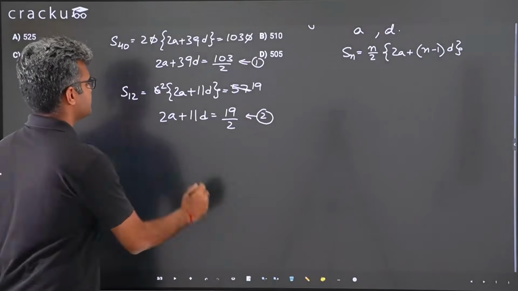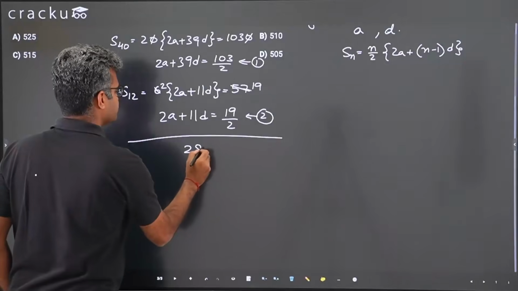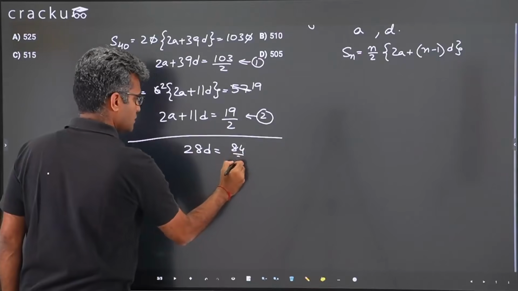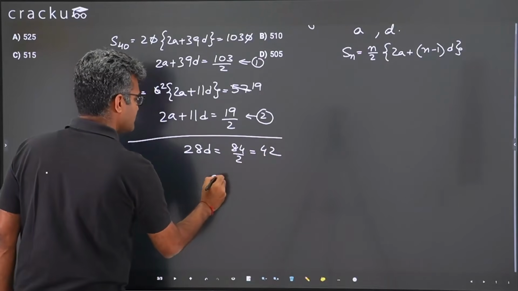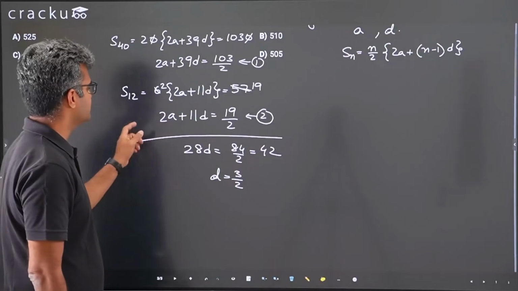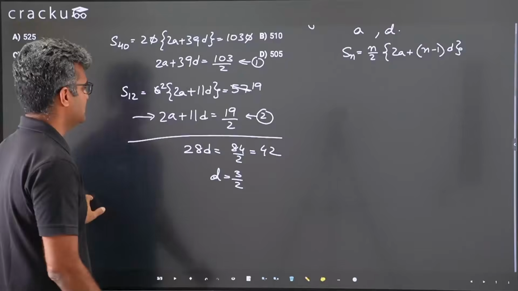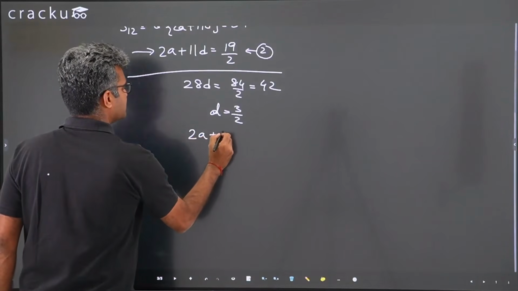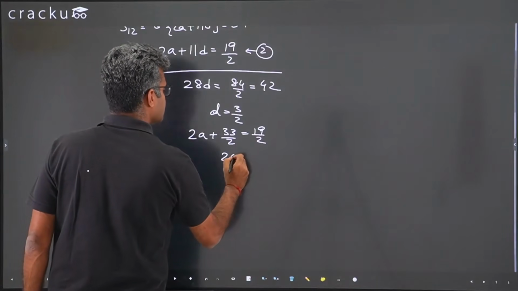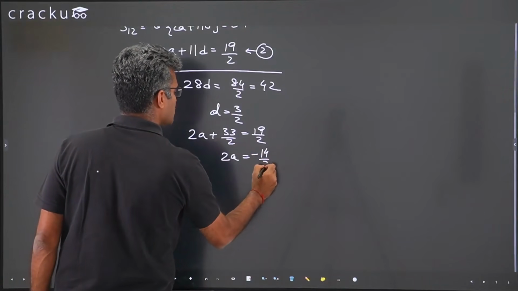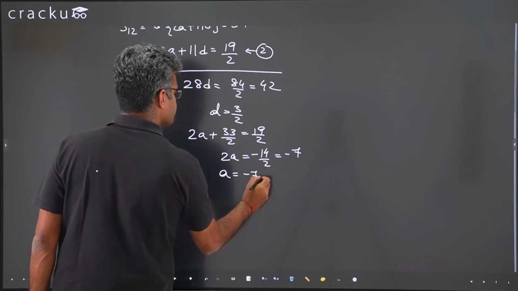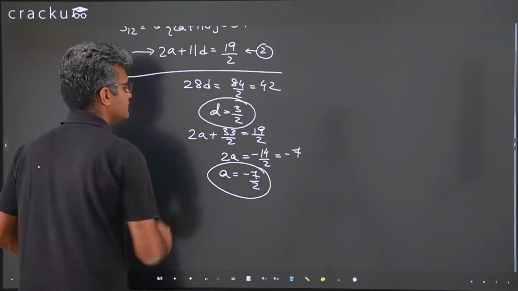First equation minus the second equation, we are going to get 28d is equal to 103 by 2 minus 19 by 2, which is 84 by 2, which is equal to 42. Or the value of d is equal to 3 by 2. Once you have the value of d, we can calculate the value of a. We can substitute it in this particular equation. For example, 2a plus 33 by 2 is equal to 19 by 2. Or 2a is equal to minus 14 by 2, which is equal to minus 7. Or the value of a is minus 7 by 2. So we have the value of the first term, we have the value of the common difference.